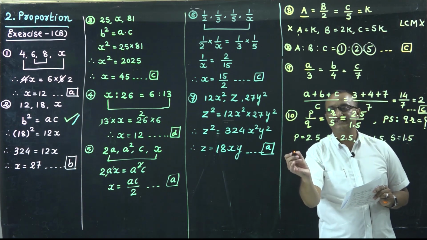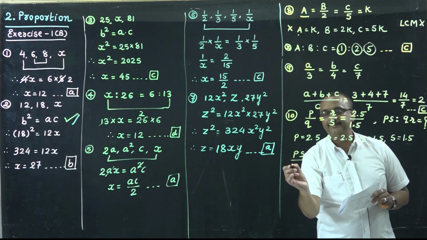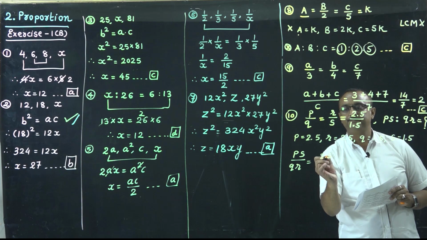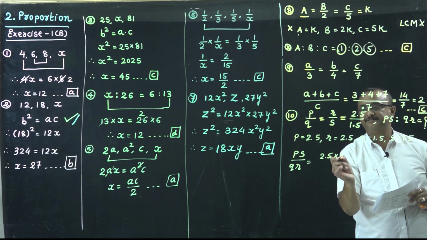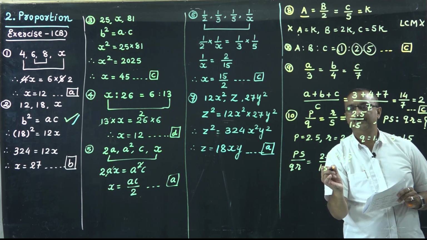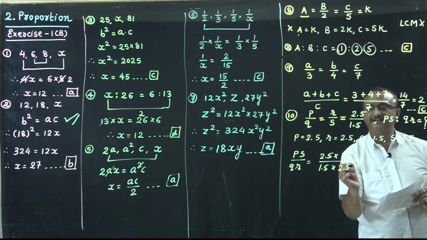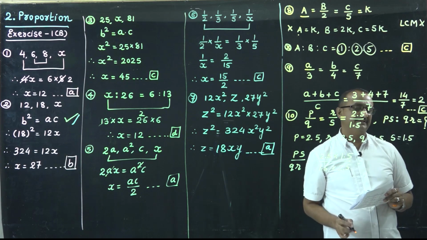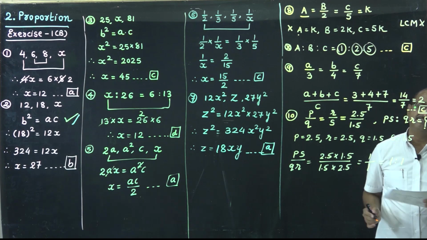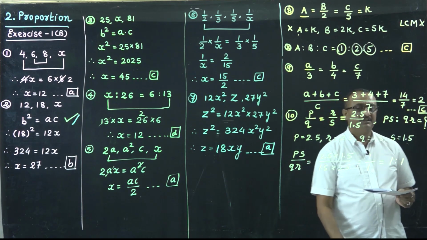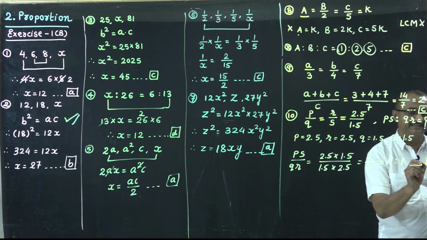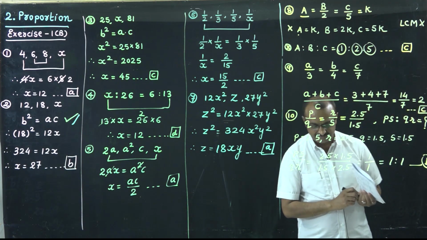Now PS upon QR is equals to P 2.5, S 1.5, Q 1.5 and R 2.5. 1.5, 1.5, 2.5 cancelled. It is equals to 1 upon 1, equal to 1 is to 1. So our answer is 1 is to 1 and it is given in option B. Option B is correct.